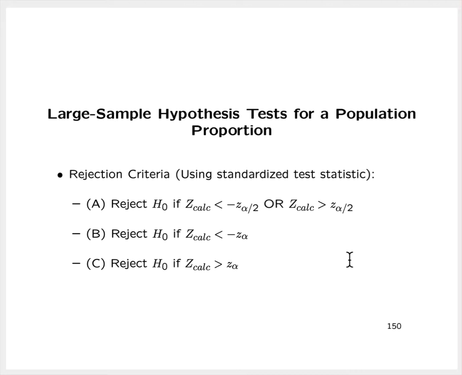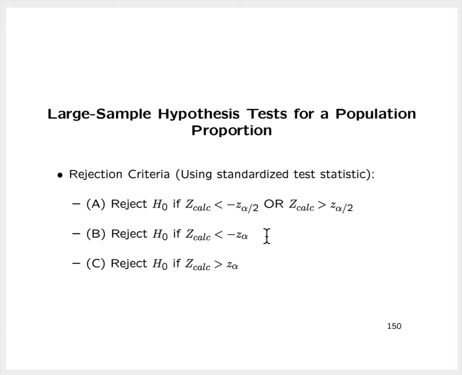And so again, if we're using the standardized test statistic, then the rejection criteria for a two-tailed test would be to reject the null hypothesis if the standardized version of our test statistic, z-calc, is less than negative z sub alpha over 2, or if our test statistic, z-calc, is greater than positive z sub alpha over 2. So again, we've got two critical points, the lower critical point and the upper critical point. But for a one-tailed test, we only have one critical point.